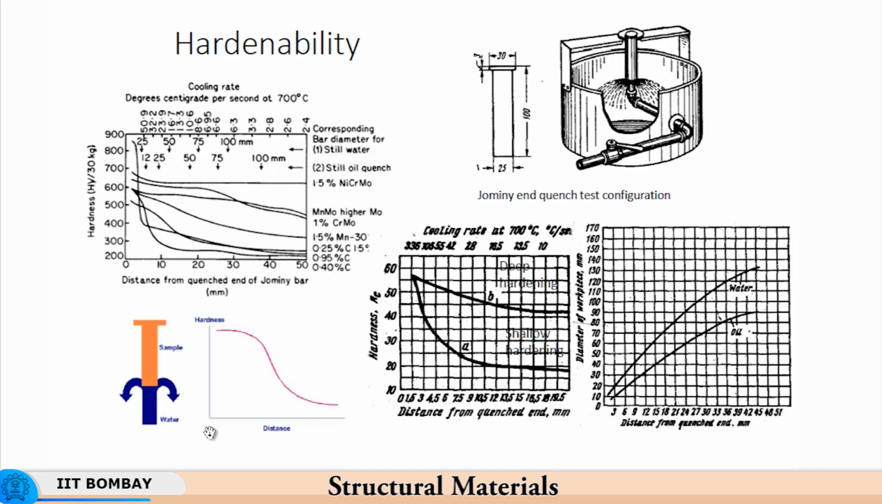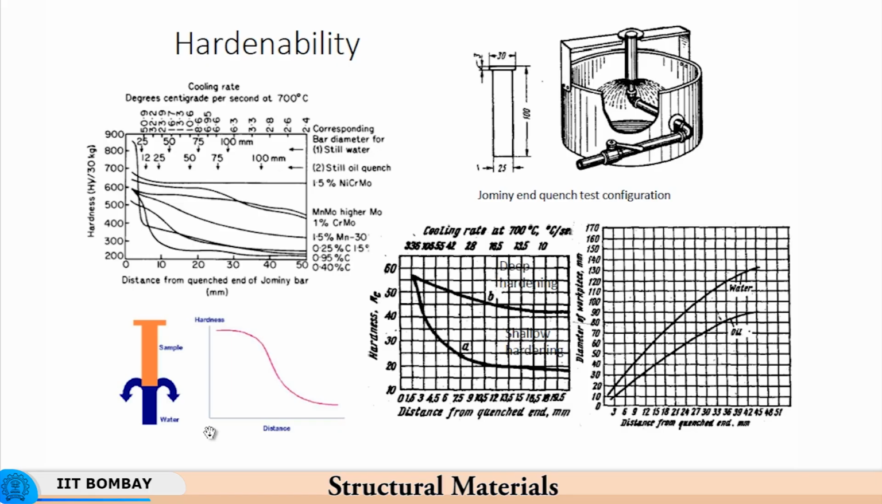Now, if we look at this kind of curve for different materials, you have plain carbon steel of 0.4 and 0.95 carbon steel. As you see here, a very high value of hardness very close to the surface. At very large cooling rates, martensite gets formed on the surface. The thermal conductivity of the material will change due to this phase transformation, and then as you go away from the quenched end of the Jominy bar, the hardness drops very significantly, because the rate of heat extraction also drops very significantly.